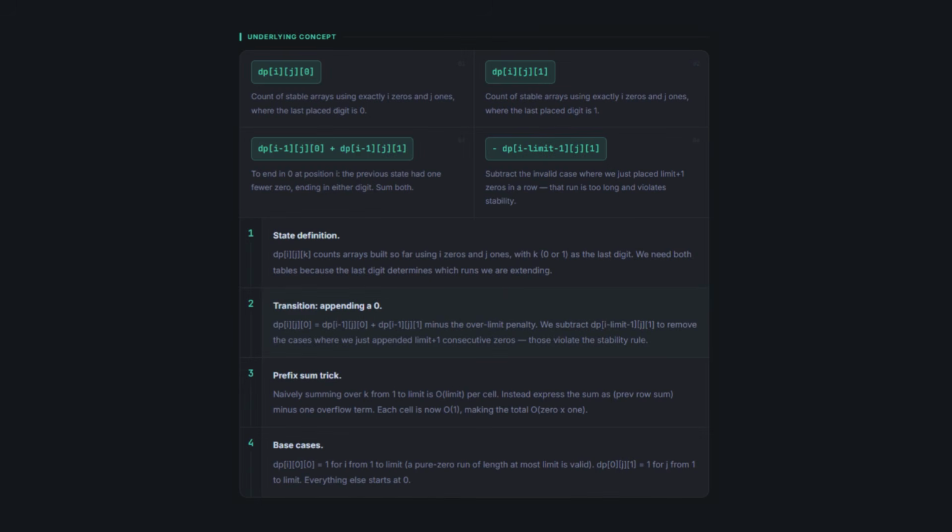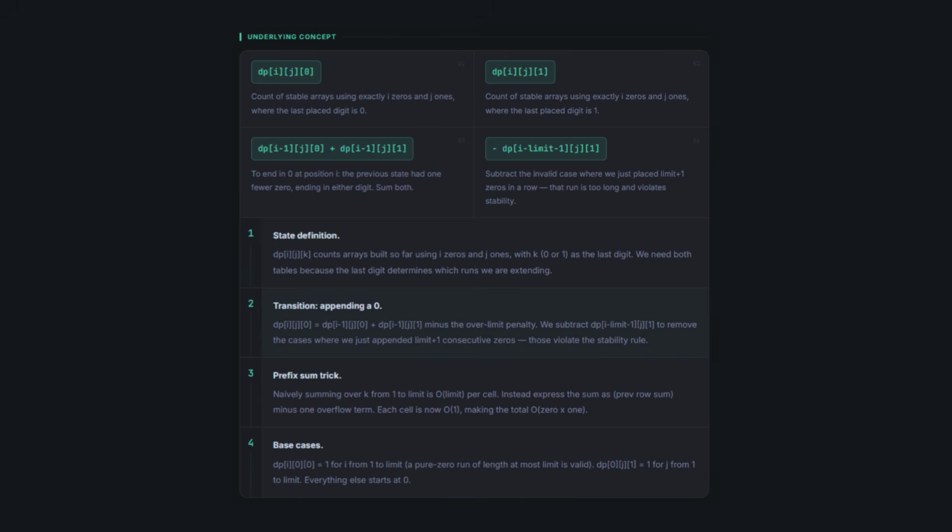Let's define the underlying concept. We define dp[i][j][0] as the number of stable arrays that use exactly i zeros and j ones, where the last digit placed is 0. Similarly, dp[i][j][1] represents the number of stable arrays that use exactly i zeros and j ones, where the last digit placed is 1. Why do we need this last digit information? Because when we extend the sequence, we need to know whether we are continuing a run or switching digits.